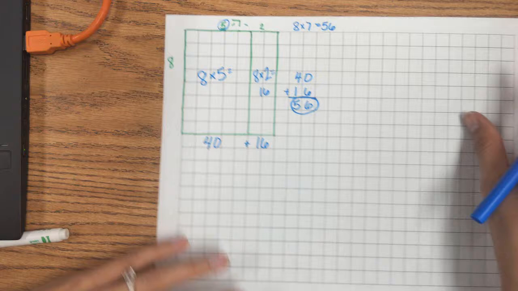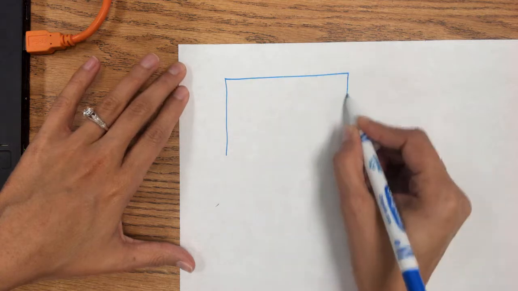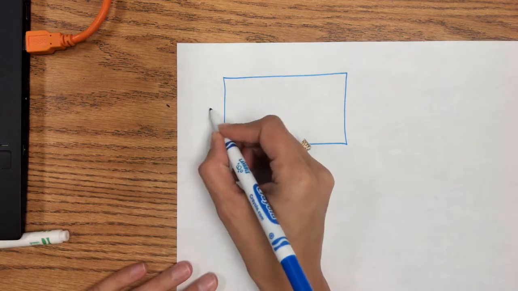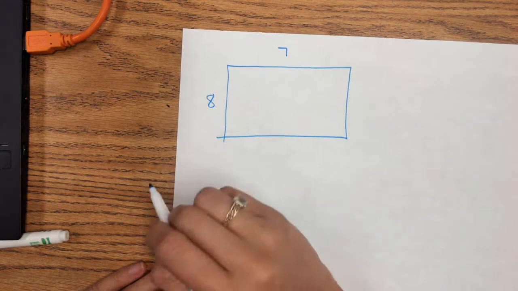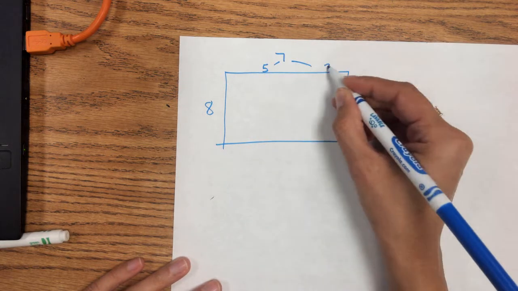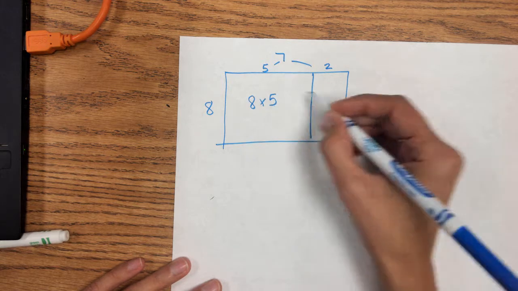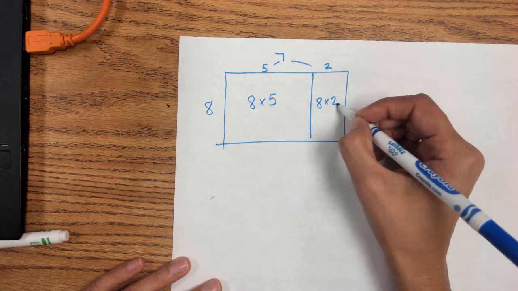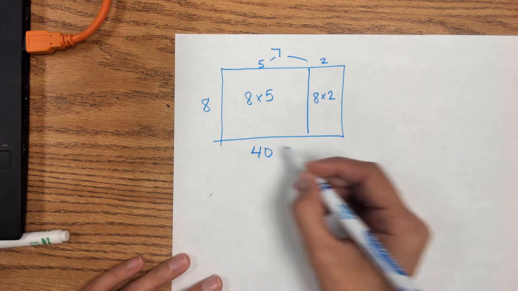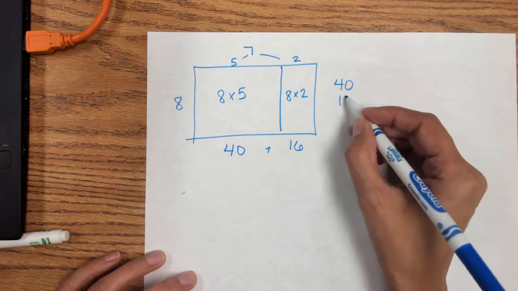So here is how 8 times 7 would look without grid paper. Some students prefer this method because they don't actually have to count squares. They just estimate. It's the same process: decompose your 7, multiply, and then add your partial products together.